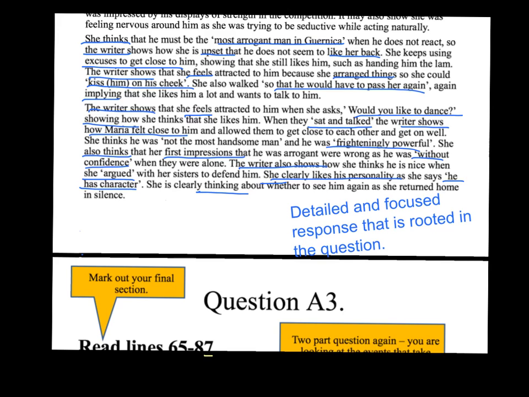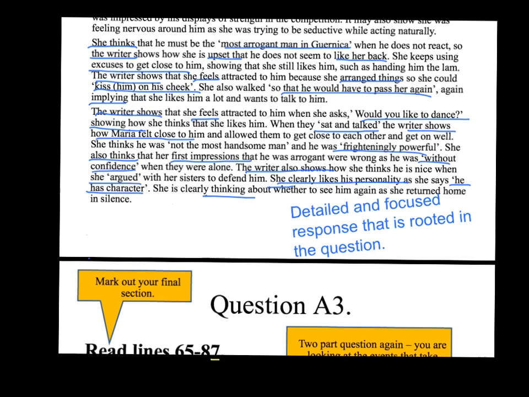The writer shows that she feels attracted to him when she asks, "Would you like to dance?" showing how she thinks that she likes him. When they sat and talked, the writer shows how Maria felt close to him and allowed them to get close to each other and get on well. She thinks he was not the most handsome man, and he was frighteningly powerful. She also thinks that her first impressions that he was arrogant were wrong, as he was without confidence when they were alone. The writer also shows how she thinks he's nice when he argued with her sisters to defend him.